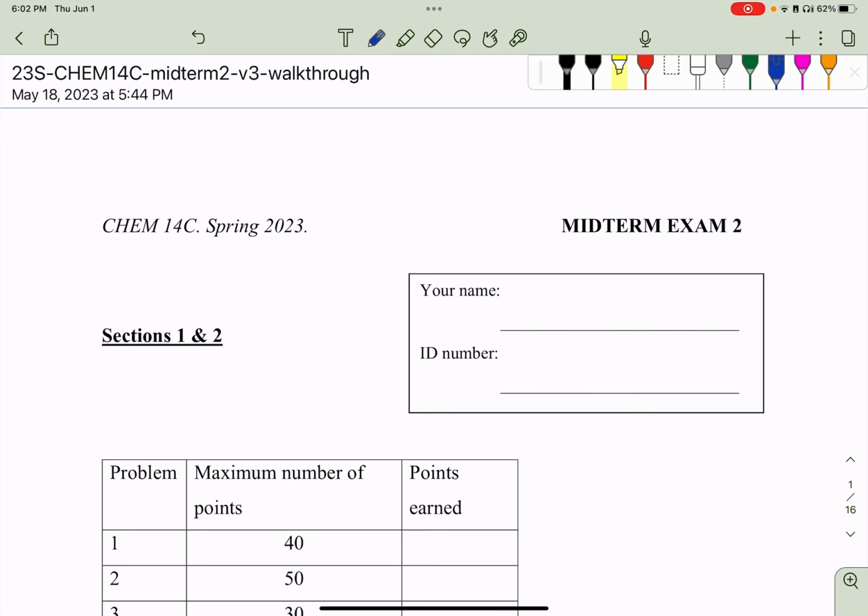So let's get started. The first thing is on the front page, please write your name and print it clearly enough so that we can read it, and print your name as it is showing up on your UCLA ID. Don't use nicknames or abbreviations.